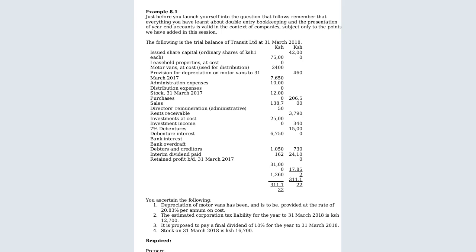Because we know we start with sales. If there is return inwards, we deduct return inwards. If not, you go to the cost of sales. Cost of sales, we have opening stock, we have purchases. If there is carriage inwards, you add carriage inwards. If there is return outwards, you deduct return outwards. You less closing stock, you add gross profit, you add other incomes. Other incomes in our case, we said there is rent receivable, that is income, and there is investment income, that is income. Then again, you less expenses after that.